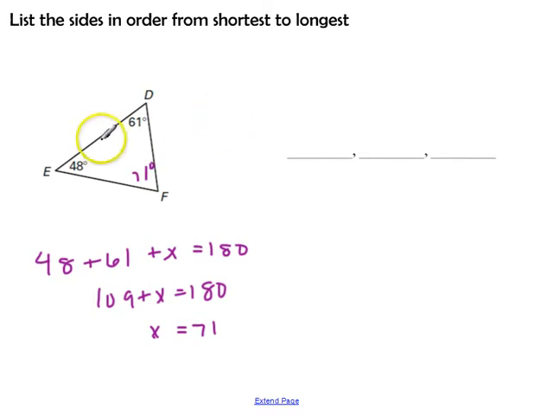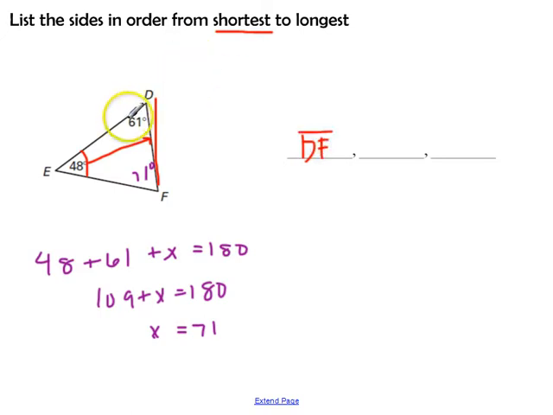So using these three angle measures, we can list the sides in order from shortest to longest. So again, we want to start off with the shortest, so we have to find the smallest angle. 48 is our smallest angle, and that's going to be opposite from our shortest side, which is DF.